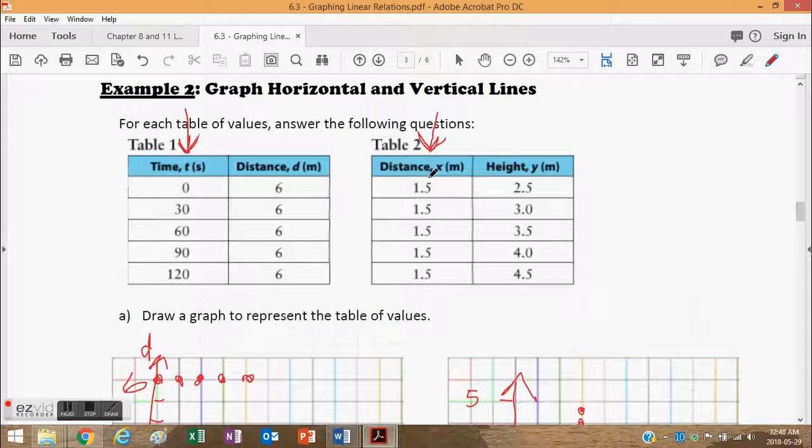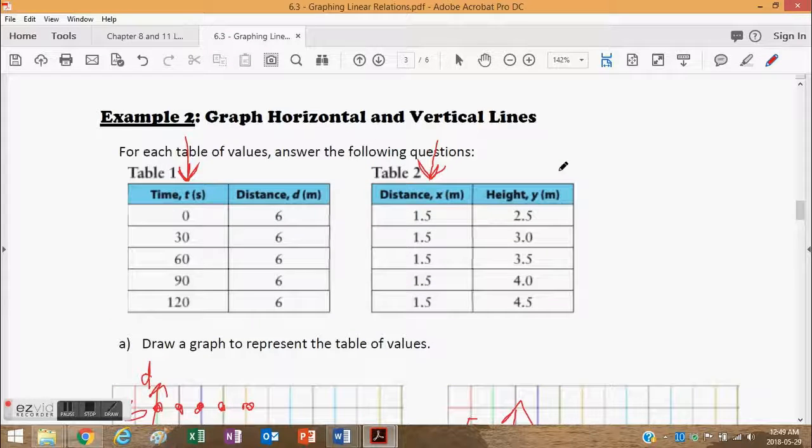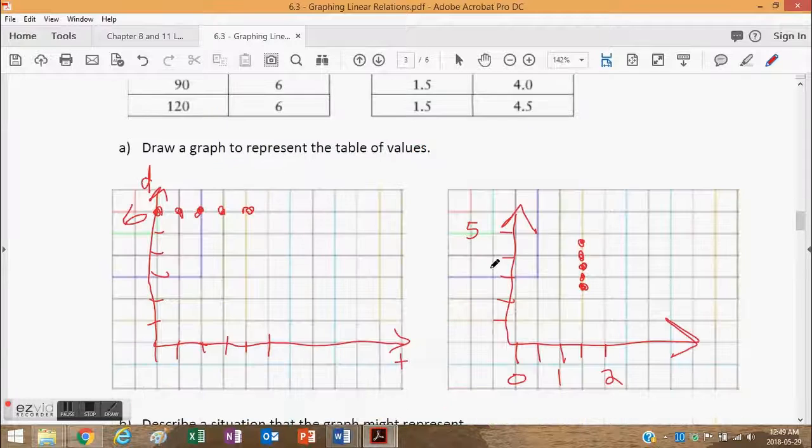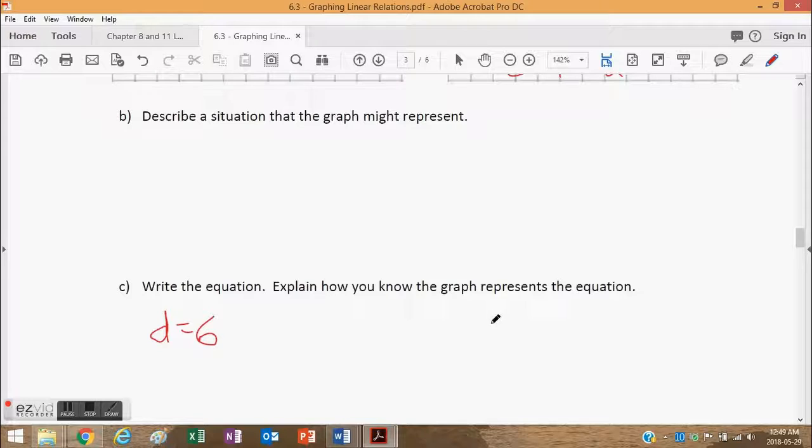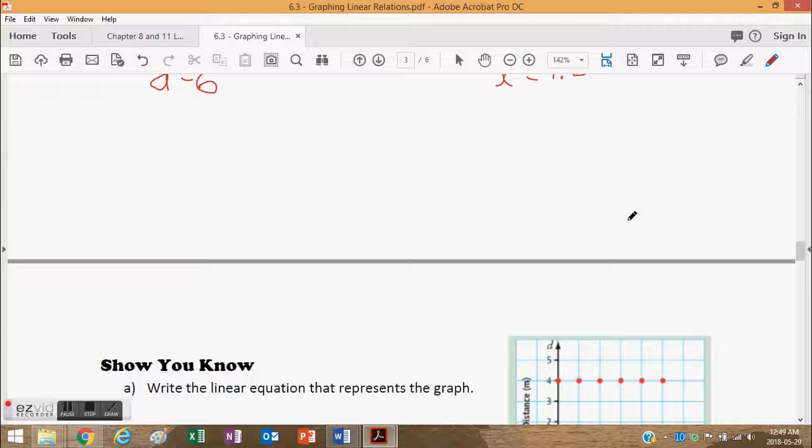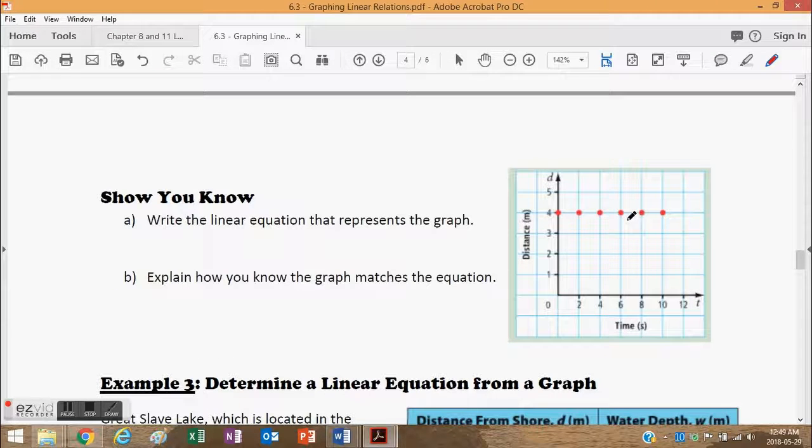Second one here, we've got x and y. Well, here, doesn't matter what y is, x is always the same. So, second one, x equals 1.5. No matter what y is, x is 1.5. Alright? So, your turn. Write a linear equation that represents this. Explain how you know the graph matches the equation.